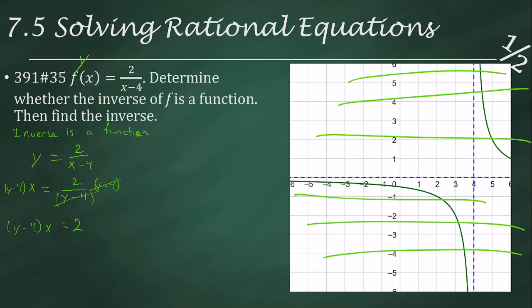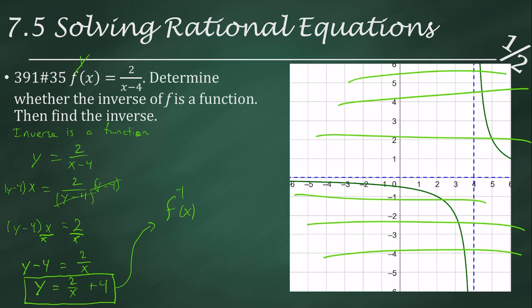Now to solve for y, let's just get everything away from the y. So we'll divide by the x, and then add 4. And you can see that it is another rational function. Actually, usually we would probably write it as inverse f of x. That'd be better, putting the f to the negative 1. That means it's inverse.